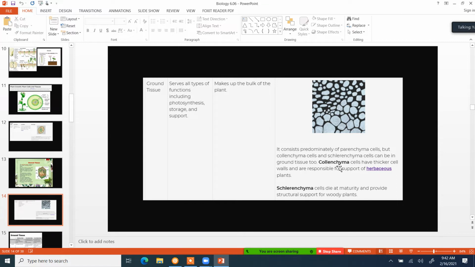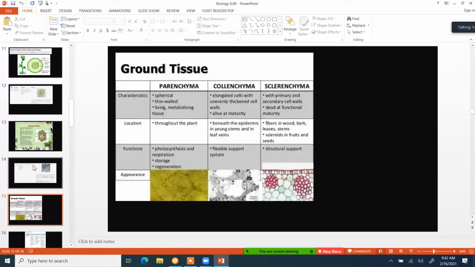Predominantly in herbaceous plants, you're going to see collenchyma cells. Their cell walls are just thicker, so they can provide support, but they're not the same as sclerenchyma, which are very, very strong and are important in woody plants. So we're going to take a look at some of these a little bit more in detail.